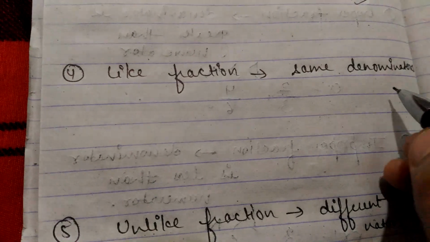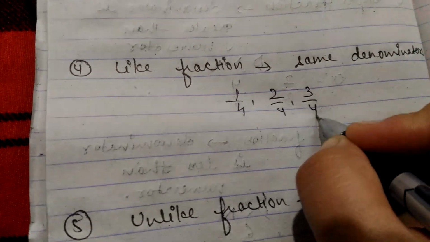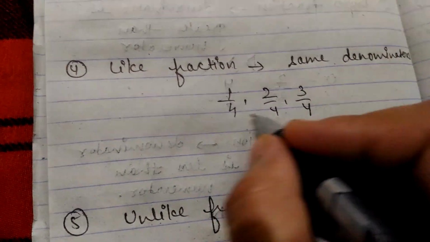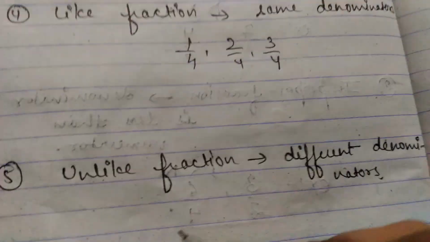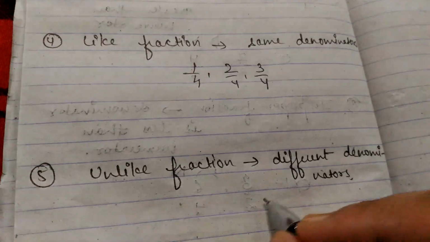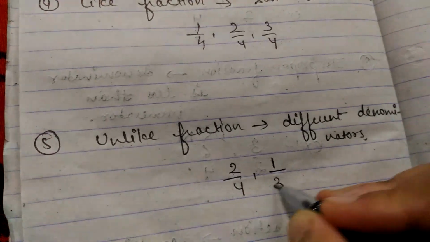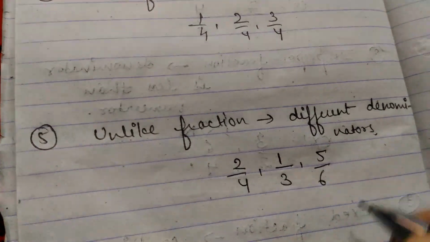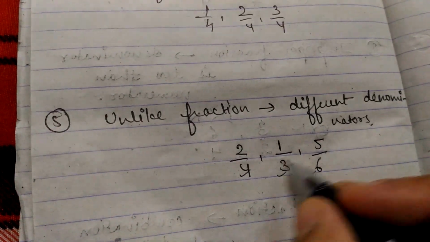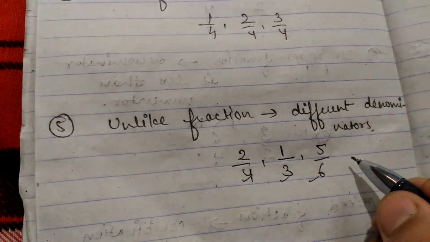Same denominator, for example 1 upon 4, 2 upon 4, 3 upon 4. These fractions are like fractions, because they have the same denominator. And unlike fractions are the opposite of like fractions: they have different denominators. For example, 2 upon 4, 1 upon 3 and 5 upon 6. Here 4, 3, 6, all denominators are different. So unlike fractions have different denominators.